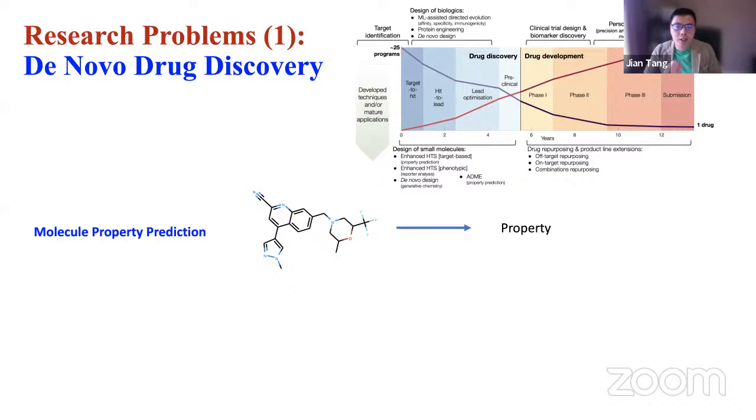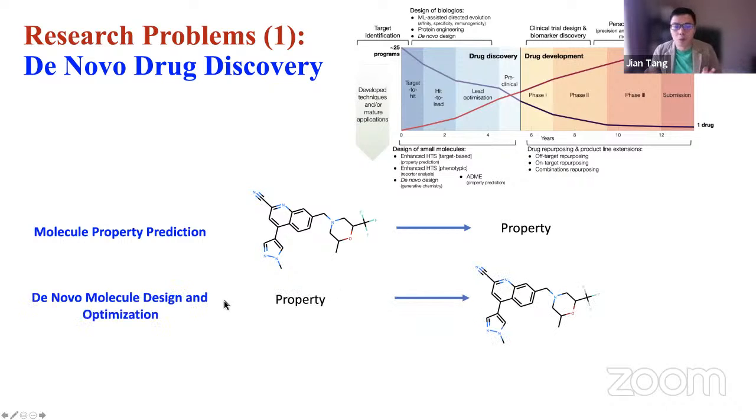Once we have a machine learning predictor for the property, the next question we care about is finding the molecule with optimized properties. We want to search the entire chemical space to find the molecules with desired properties.